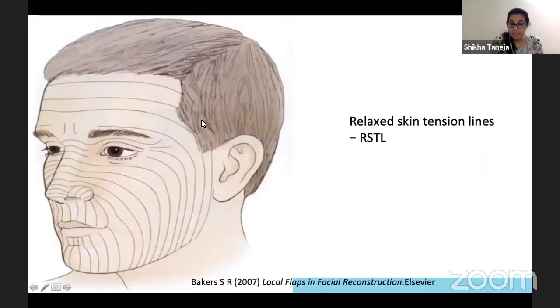Another concept which we should have before we go ahead with the discussion is something known as relaxed skin tension lines. So what is RSTL? RSTL is basically the orientation of the collagen fibers, which are the lines and wrinkles in aging skin. Why we should know about it is because we should try to orient our wounds parallel to these RSTLs so that the scar formation is minimal.